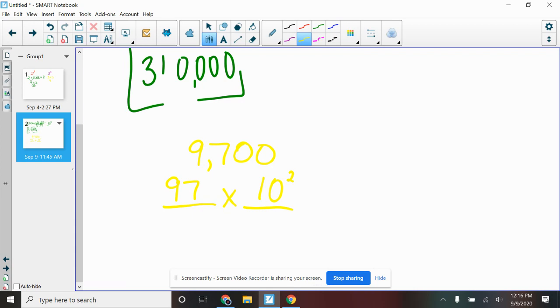So if they give you a number and they want you to tell what that is as a power of 10, you have to break it down into those two parts. All right?